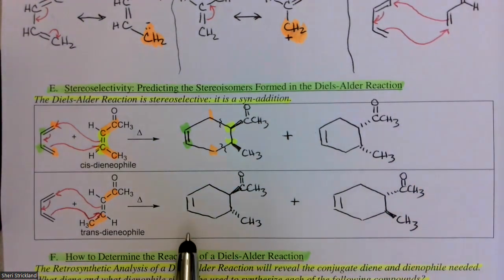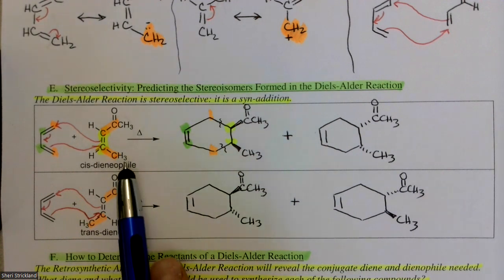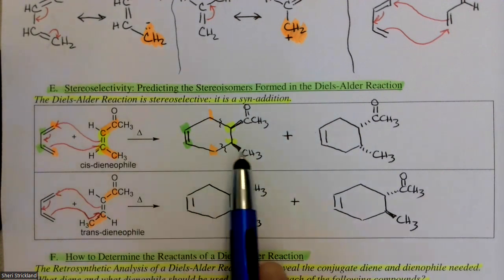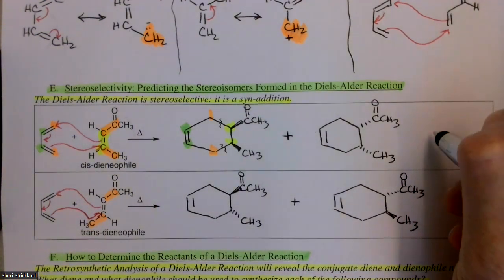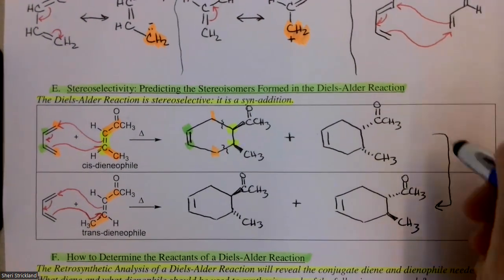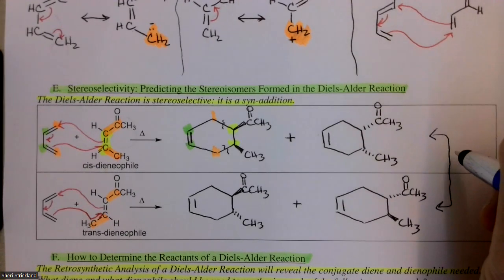Okay, so these are the stereoisomers produced from this reaction, and the question is, did the cis one make the same stereoisomers as a trans one? And the answer is no. And that means that this reaction is not only stereoselective, it's also stereospecific.